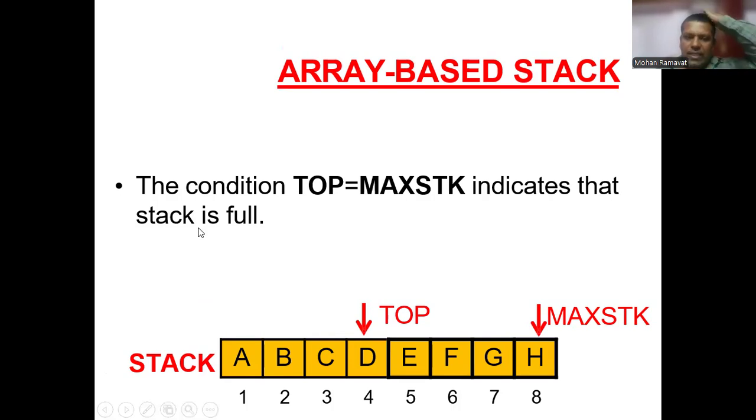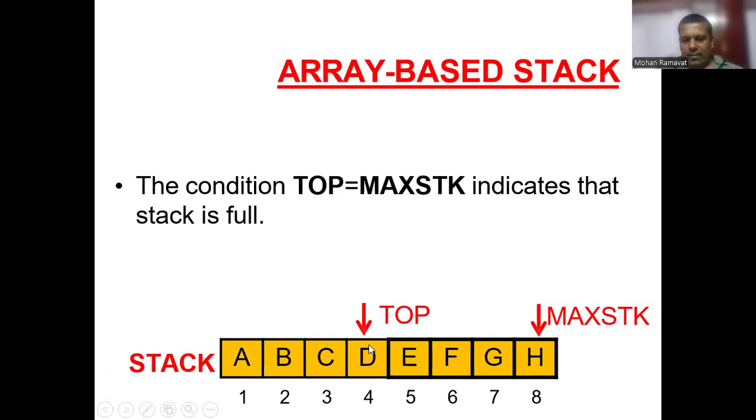And there is another condition to be checked. That is top equal to maximum size of the stack. It indicates that the stack is full. So these are 2 conditions where we have to check whether the stack is empty or stack is full. So here the stack is full. So here initially the stack top was here, right? Let us say in the previous example we have taken. So let us say that the top is at the index 4, and these elements E, F, G, H, after the 4 push operations, what is happening?